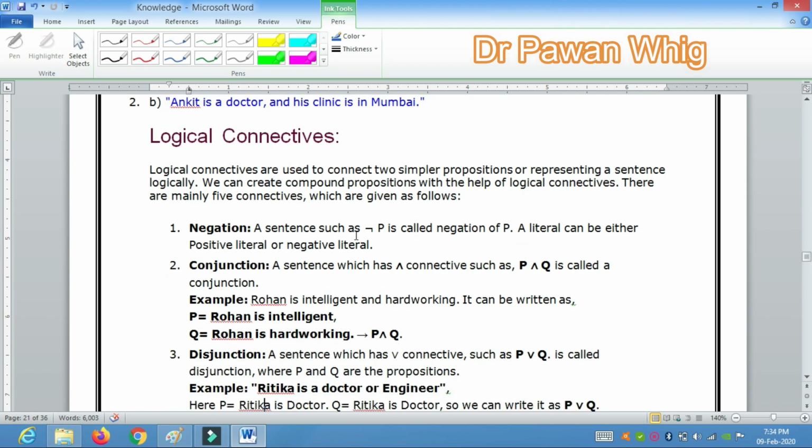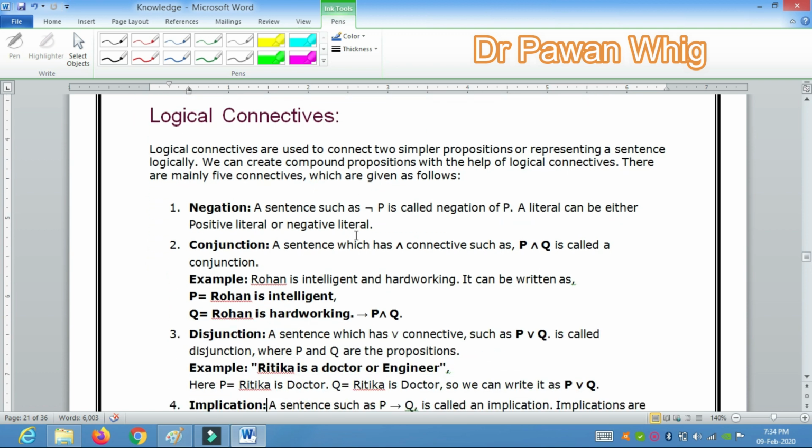Logical connectives. This is very important. You have to understand this. Negation means, if I am saying he is a boy, its negation is he is not a boy. This is what we call negation, and it is represented by this symbol, or sometimes by this, like a wave, sometimes with this and sometimes with this. So you can use any one of these symbols.